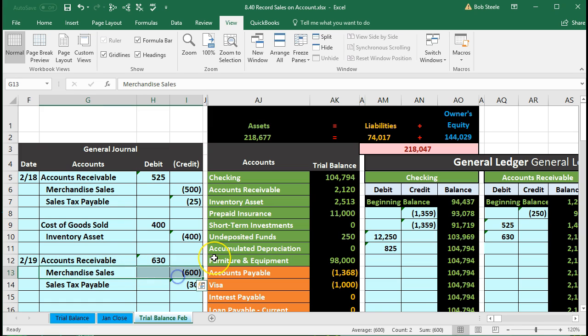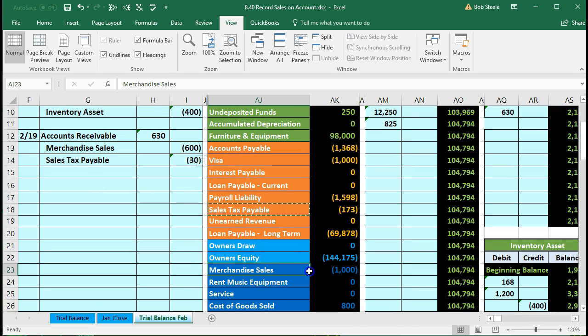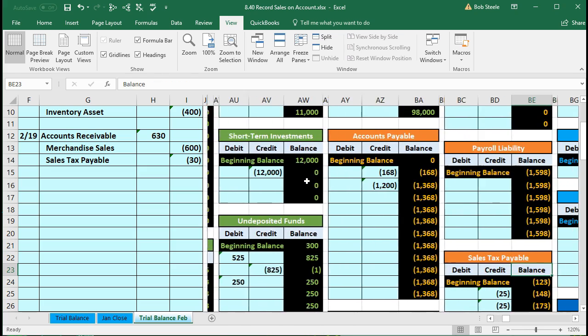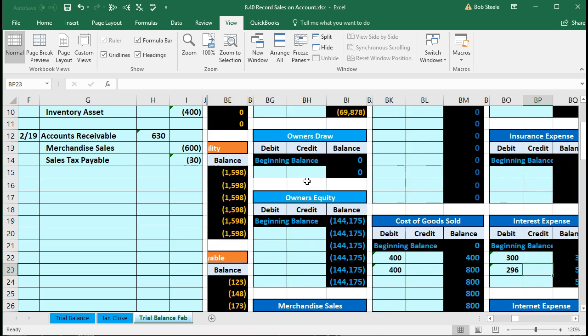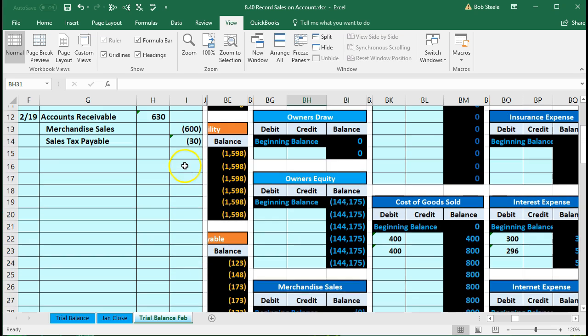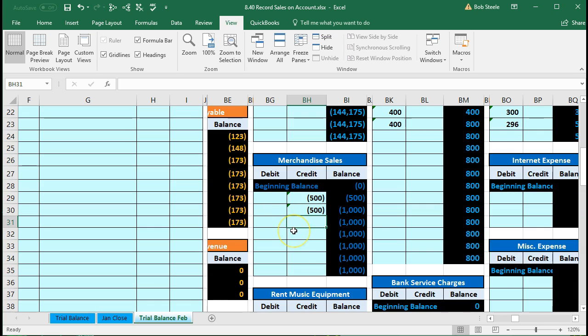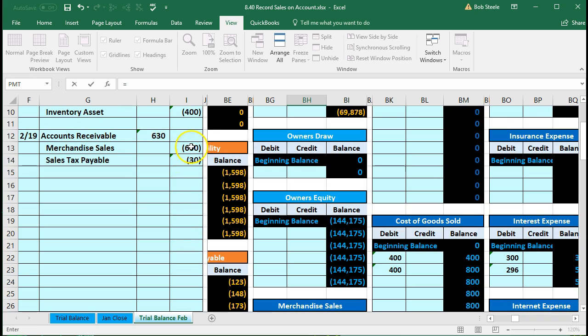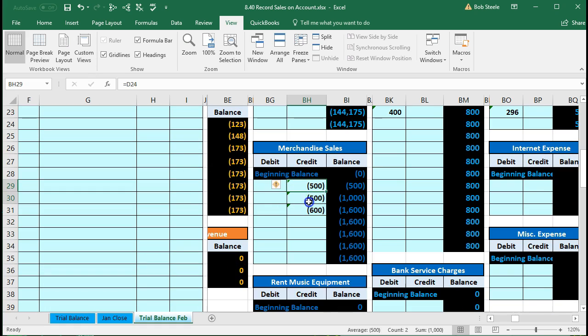We have merchandise sales. It's a credit. Merchandise sales is here. We are going to find that same account on the general ledger, same order. Where is the assets here in green and the liabilities in orange, and then the equity in light blue. Merchandise sales down here, there it is. We're in cell BH31. We're going to have to scroll up just a tab to pick up that 600. We're going to say equals in BH31, scroll up just a tab, and pick up that 600 in I13, and enter. Notice we have all credits here because it's sales and it only goes up in the credit direction.